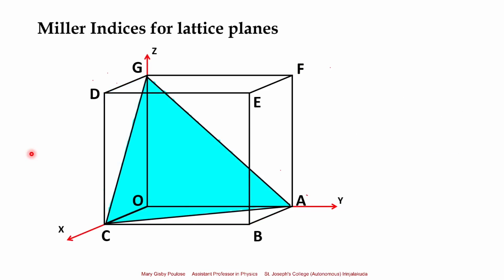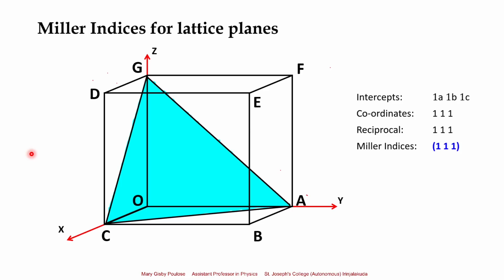Now let us find the Miller index for a bit more difficult lattice plane. Okay, so here first we need to find the intercepts of this plane on the coordinate axis. The intercepts are 1a, 1b, 1c, right? The coordinates will be 1, 1, 1. Reciprocals are 1, 1, 1, and hence the Miller index of this particular plane AGC is (1 1 1) in curved brackets.